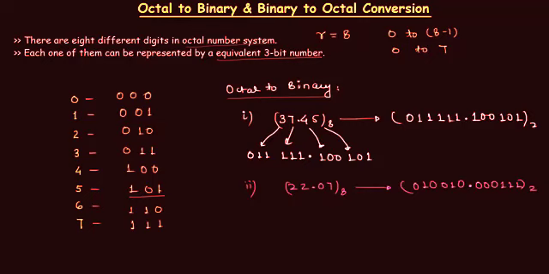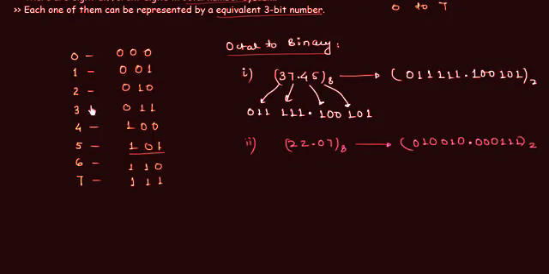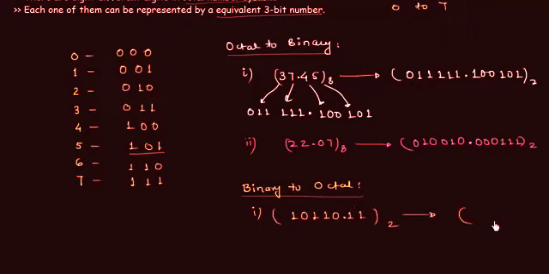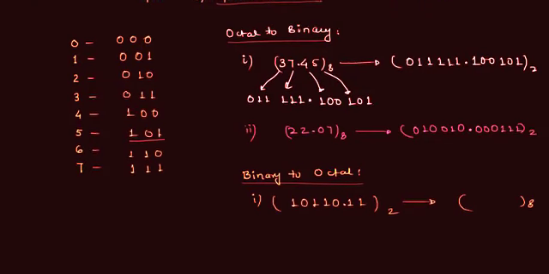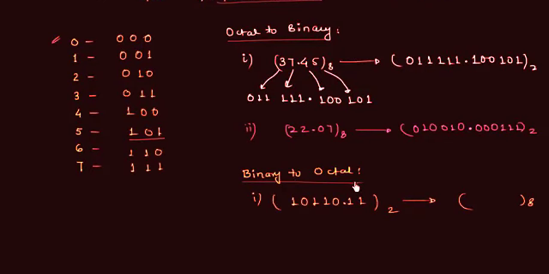Now we will move to binary to octal conversion. Let's move to first example. The binary number is 10110.11. This is the binary number, and we want octal equivalent of this binary number. We will again use this table. Binary to octal conversion is little bit tricky as compared to octal to binary.